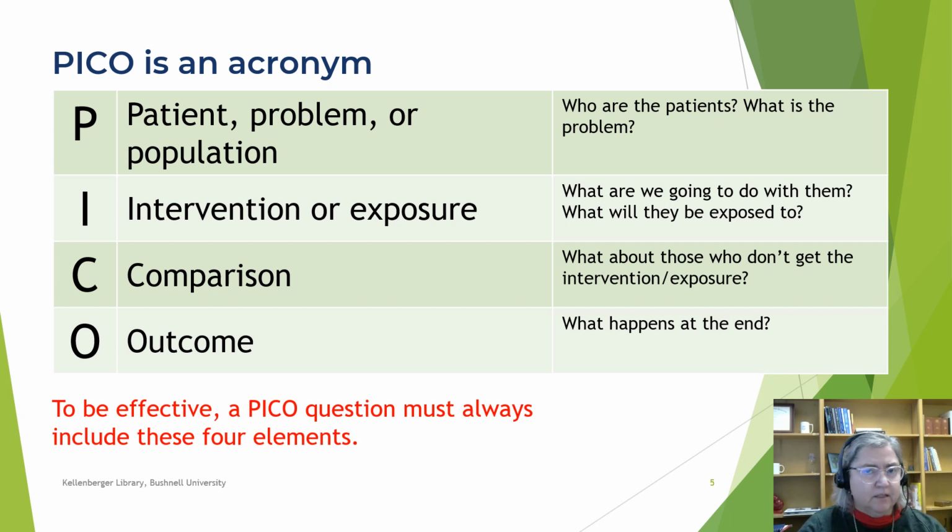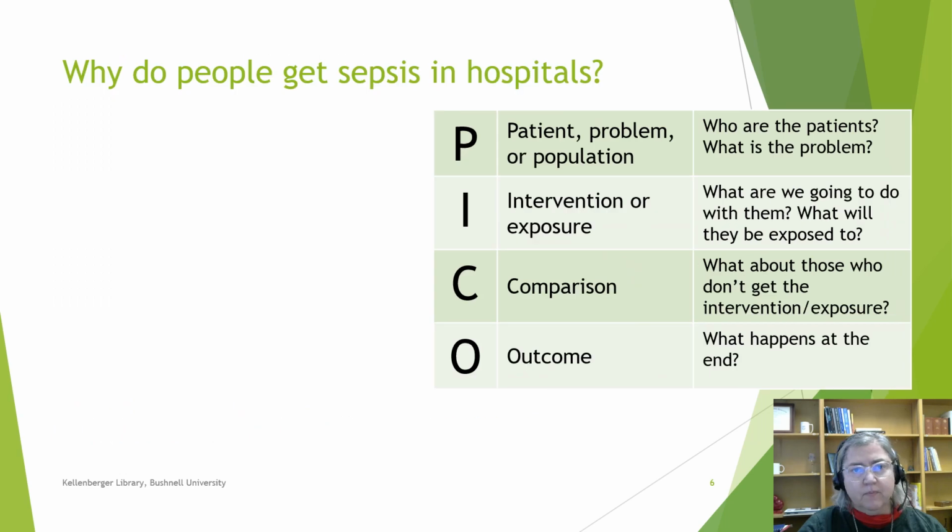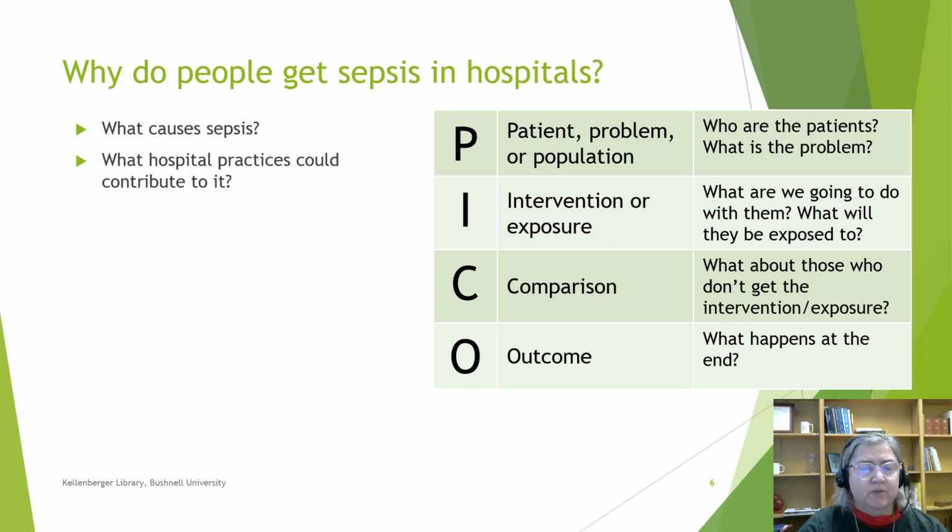Let's look at how we might develop a good question into a well-designed PICO question. Let's use as an example why people get sepsis in hospitals. Some initial questions that might come to mind include what causes sepsis in the first place? Could there be a specific hospital practice to blame? Should sick people just avoid hospitals?